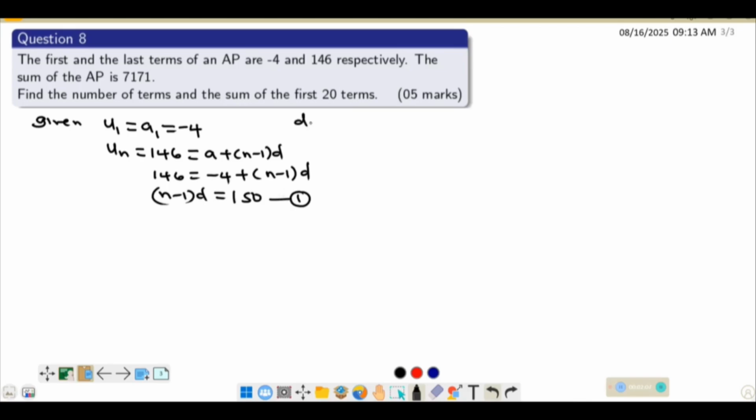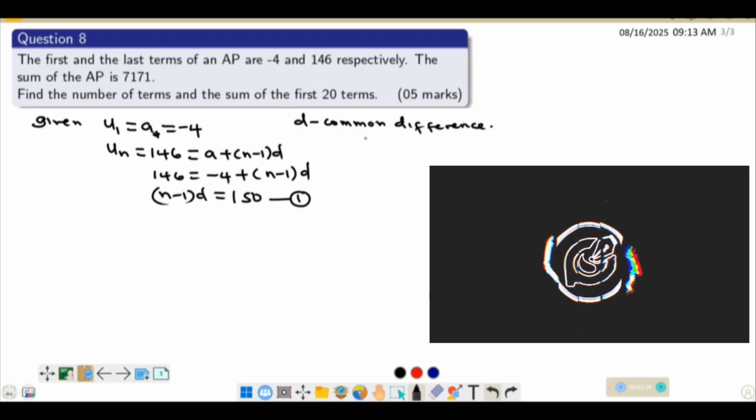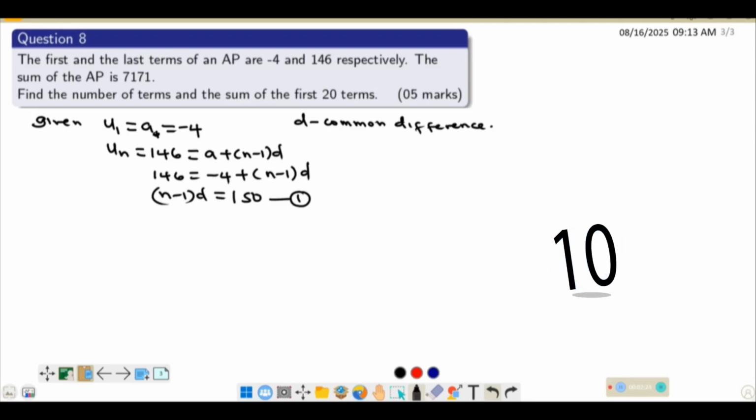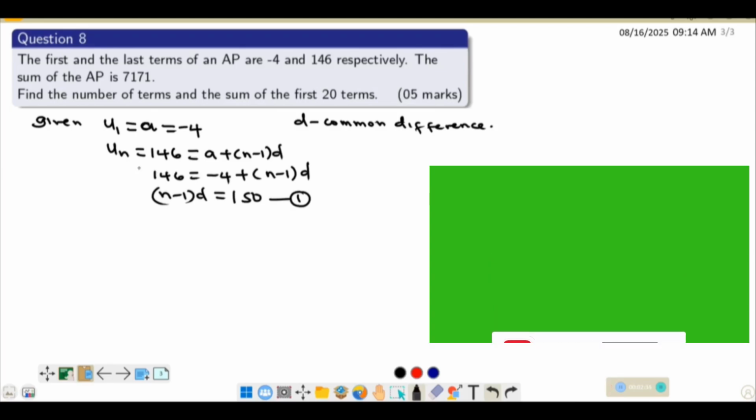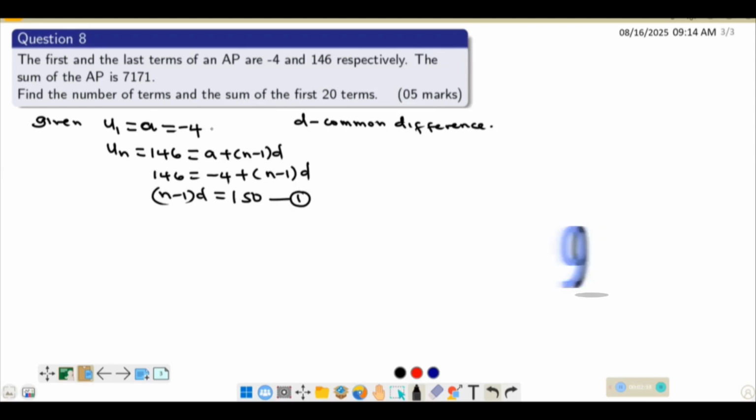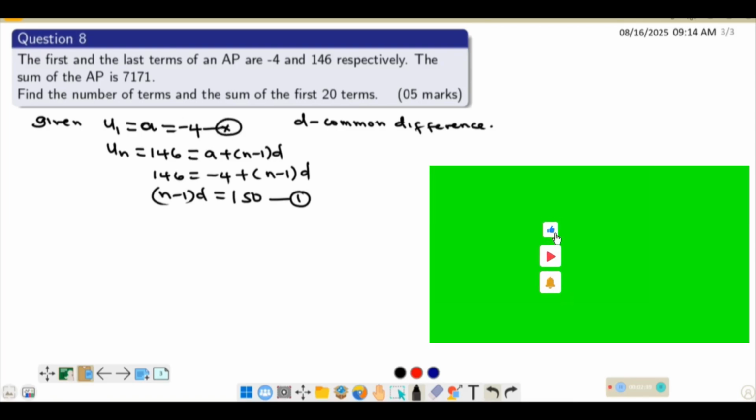So d is our common difference, n is the number of terms, and a is what we are calling the first term. Having this equation, and knowing our a here, let us also go on and use the information given.